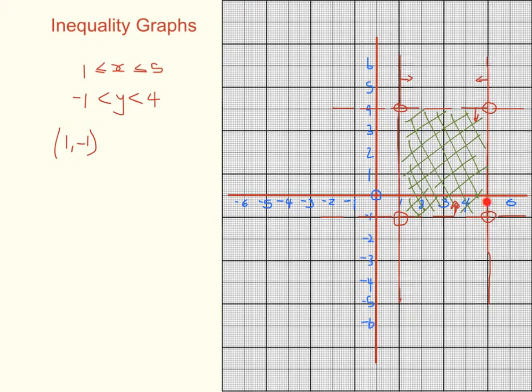Your next coordinate might be 5 and minus 1. So you might write that as 5 and minus 1. Your next coordinate will be up here, 5 and 4. So that's going to be 5 and 4. And last of all, your last coordinate here, 1 and 4. So then that's 1 and 4. So just in case you're asked, you could be asked to state the coordinates.